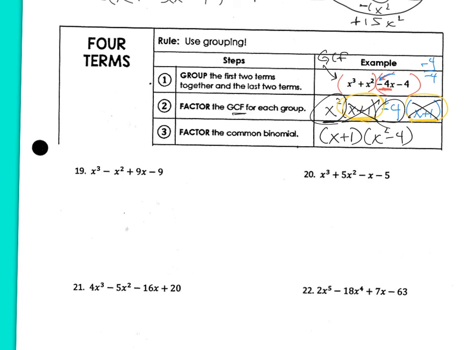Now, of course, you wouldn't think I'd give you an easy one this first time. This is the difference of two squares, x minus 2, x plus 2. You've got to keep looking for the difference of two squares. It's going to pop up everywhere. So let's try some of these.